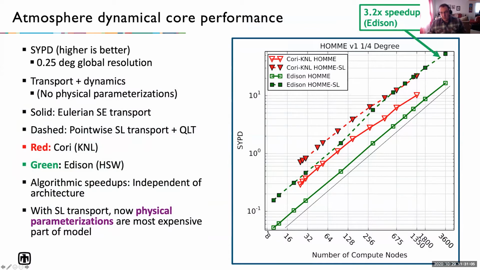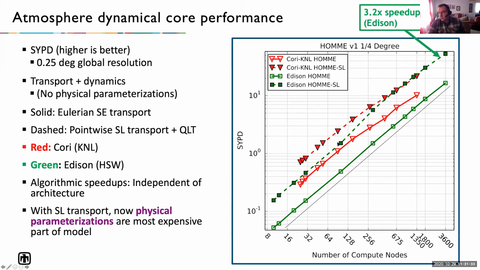So here's the low end where the GPUs are happy. Here's the high end where the throughput is happy. Our operational campaigns are all done at this end. Green is a standard CPU. Red is the accelerator architecture. Dashed lines are semi-Lagrangian, and solid lines are the previous Eulerian time step. And we get, in the fully coupled model, a 3.2 speed up for coupled transport and dynamics.